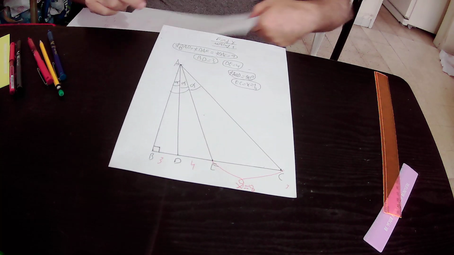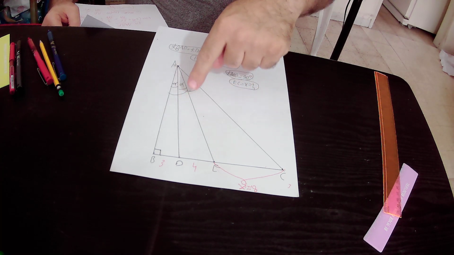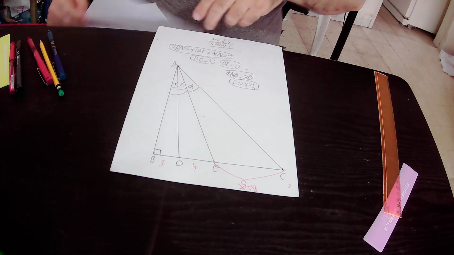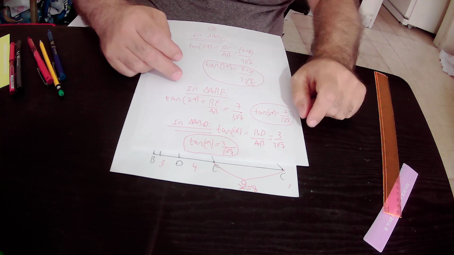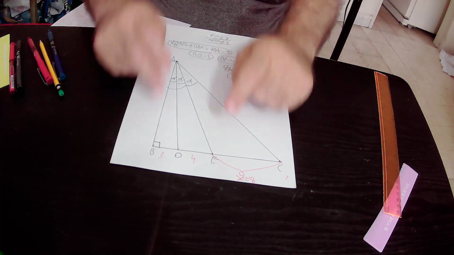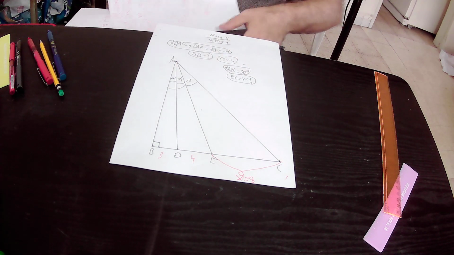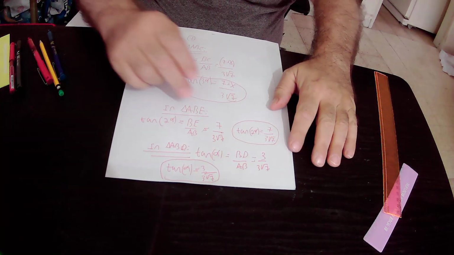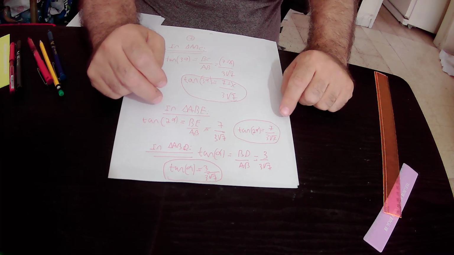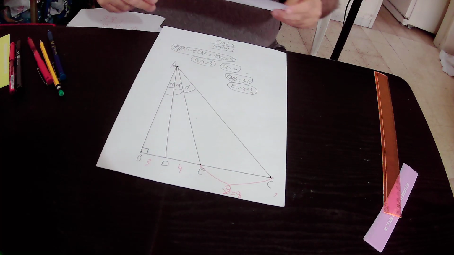Then we focused on the right triangle ABE. In the right triangle ABE, tangent 2 alpha equals BE over AB. What is the value of BE? BE equals 3 plus 4. And we have already found that AB equals 3 times root 7. So in total the value of tangent 2 alpha equals 7 over 3 times root 7.